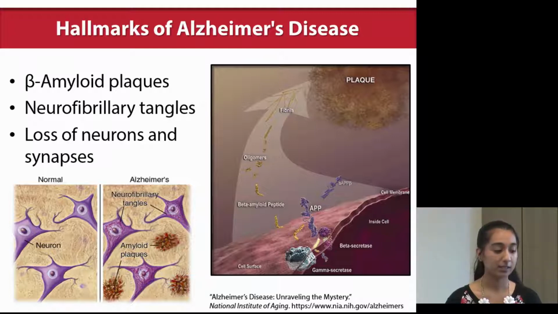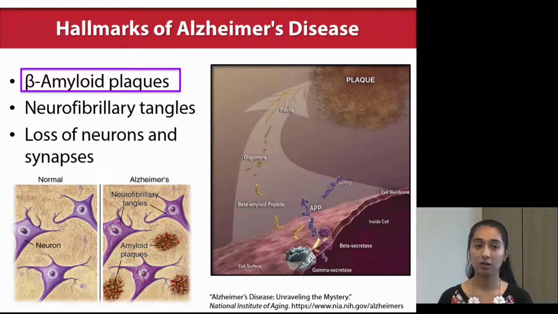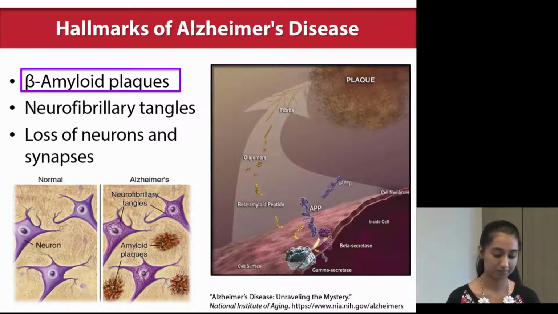One of them is the formation of beta amyloid plaques, and these plaques are the result of incorrect APP proteolytic processing. These plaques are very neurotoxic, and eventually cause cognitive dysfunction within the brain. Another hallmark is the presence of neurofibrillary tangles, which are aggregates of the tau protein. Both of these combined lead to the loss of neurons and synaptic connections.